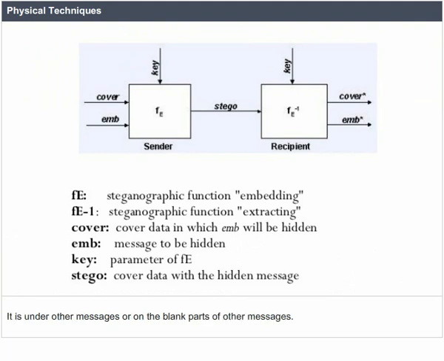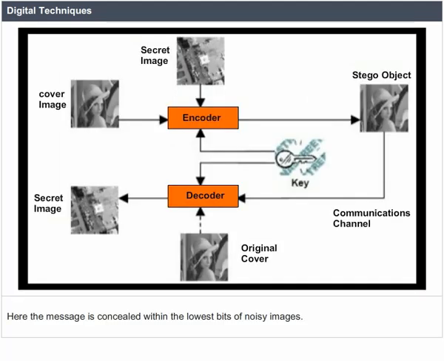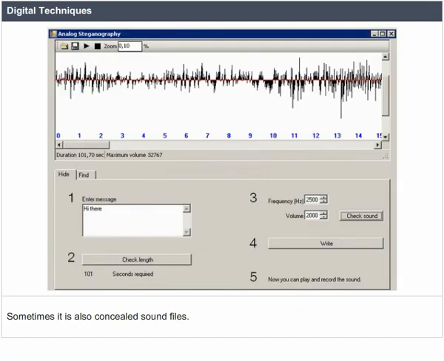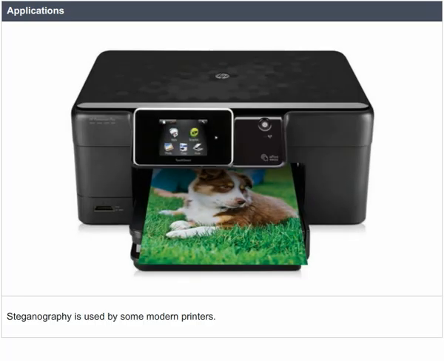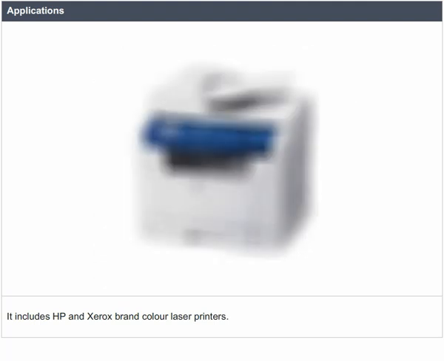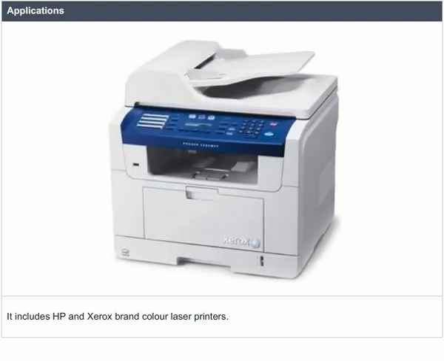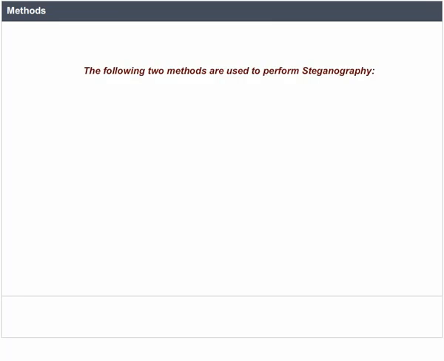Digital techniques. Here, the message is concealed within the lowest bits of noisy images. Sometimes it is also concealed in sound files. Hiding messages is possible by changing the order of elements in a set. Applications: steganography is used by some modern printers, including HP and Xerox brand color laser printers. Methods: the following two methods are used to perform steganography: visual analysis, statistical analysis.